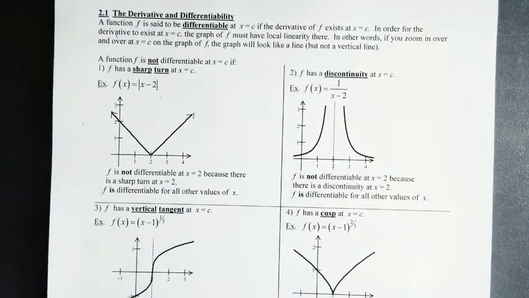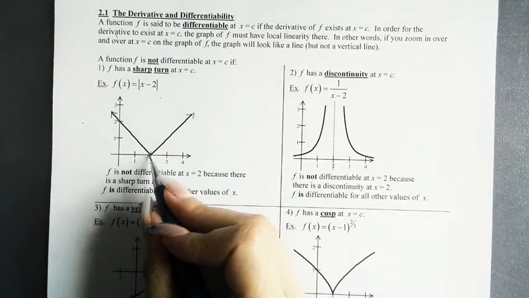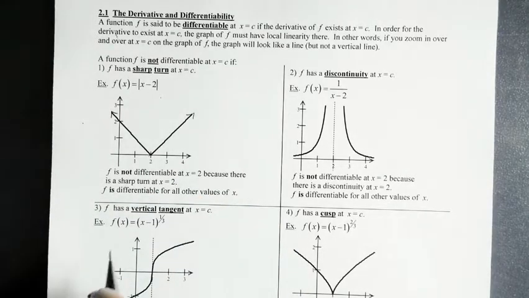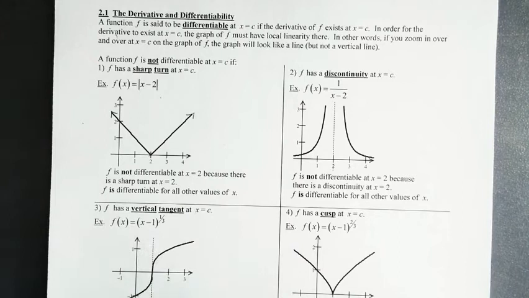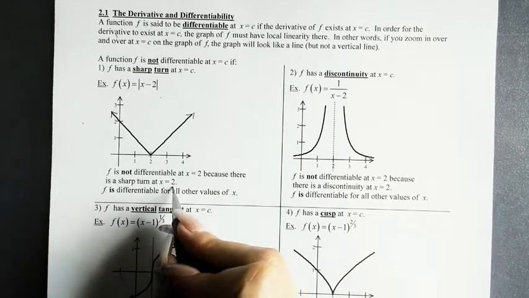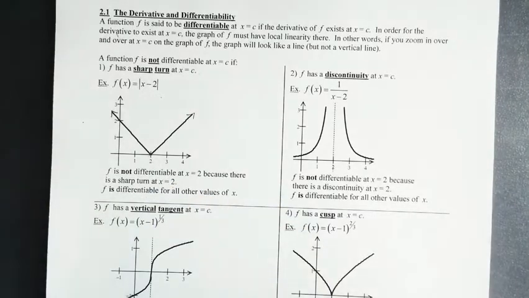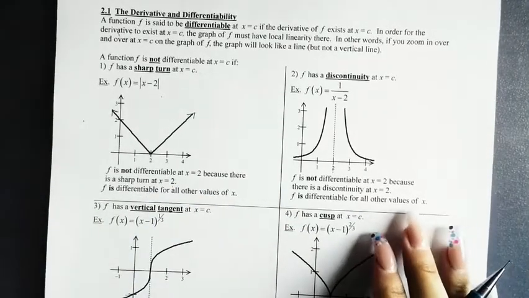f is not differentiable at x equals 2. Let's see what's going on. Because there's a sharp turn at x equals 2, you see this corner, that means that it's not differentiable. So f is differentiable for all other values of x, but not at 2. This corner, what we call the sharp turn, makes your function non-differentiable there.